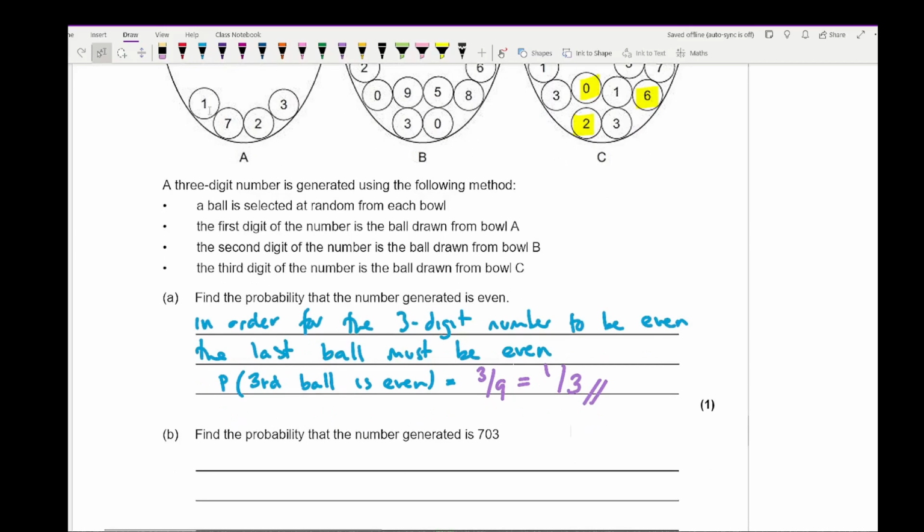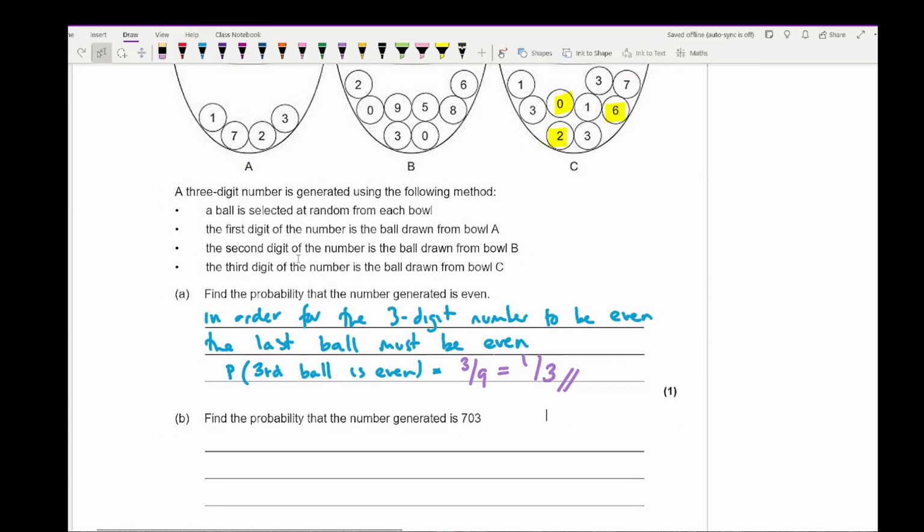Then for question B, it says find the probability that the number generated is 703. So for this, what we're wanting is the first ball to be 7, the second ball to be 0, and the third ball to be a 3. So again, looking at this, how many 7s have we got in the first ball? Well, we've got 1 out of 4. And what you want to do is work out the probability of each of these.